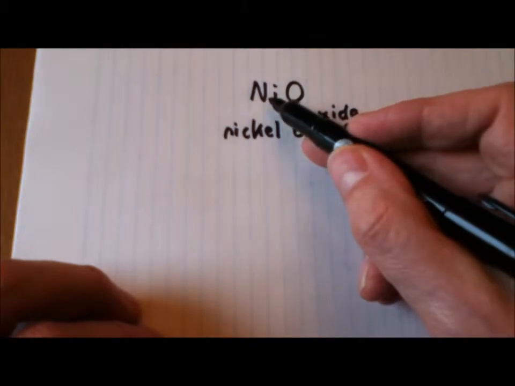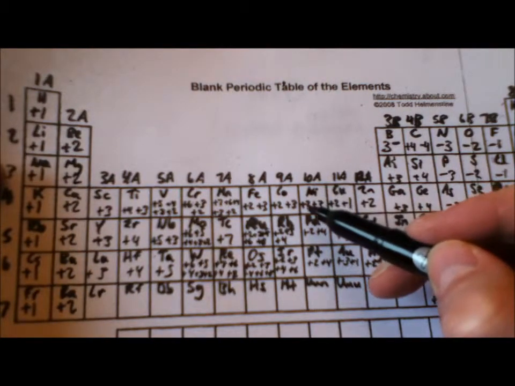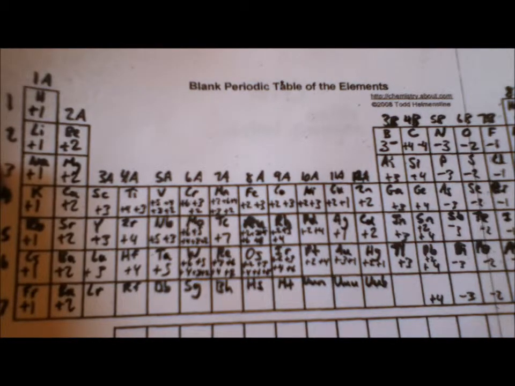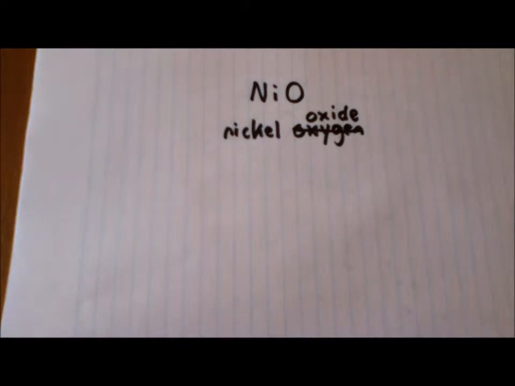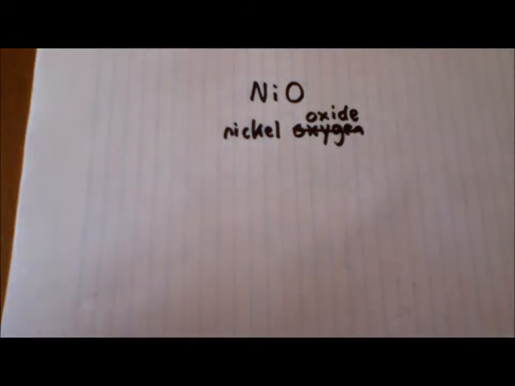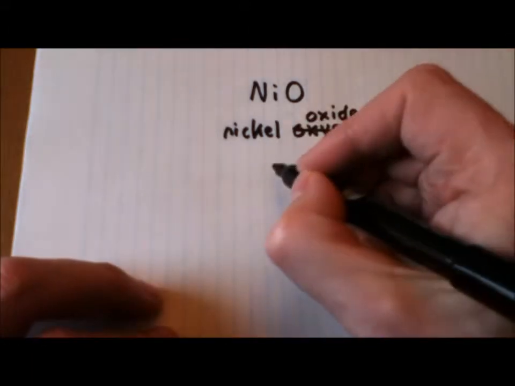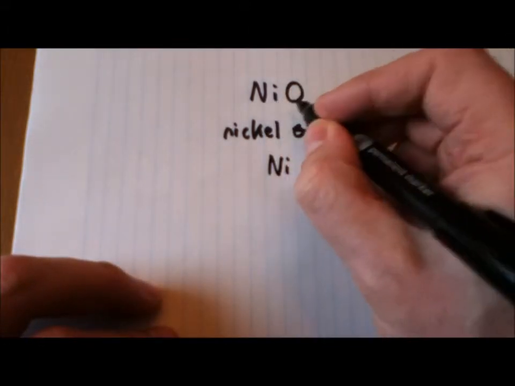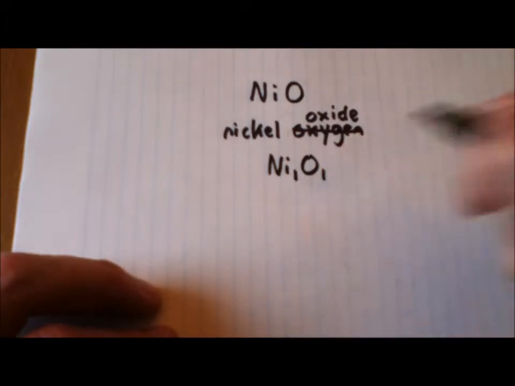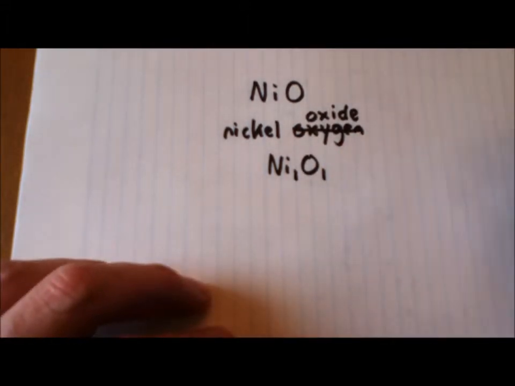Well, let's see if that's true. We find nickel, and there it is right there. It gets a positive 2 or a positive 3 charge. So it can have multiple charges, and we have to figure out which one nickel has in this particular substance. So we have to reverse the crisscross. When we write it, it says NiO. Well, remember, we don't write ones, so let's write them in, and we're going to reverse the crisscross.